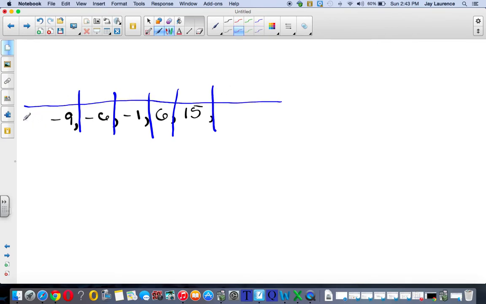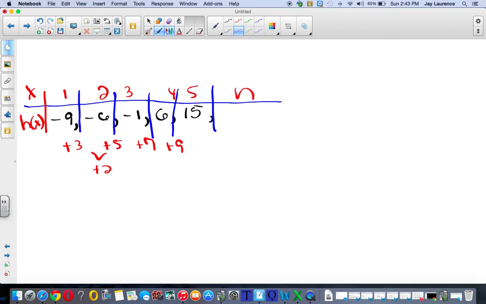So I'm going to go, let's go h of x, 1, 2, 3, 4, 5. Look for the nth term. So I think I'm going minus, oh no, plus 3, plus 5, plus 7, plus 9. Oh, looks like the second differences are all the same. And since the second differences are the same, this is an n squared pattern.